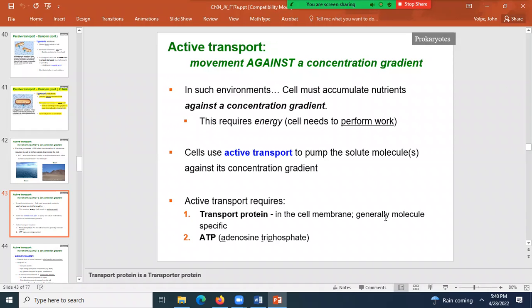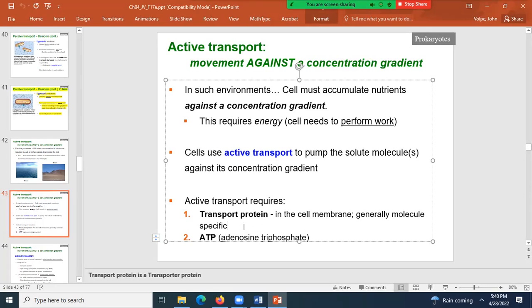So the cell concentrates, accumulates nutrients against a concentration gradient. This requires energy for the cell to perform work. It costs the cell energy to move a molecule against its concentration gradient. The cell also uses an active transport protein to pump the solute molecule against its concentration gradient. So you require a transport protein, which is in the cell membrane. And generally, these transport proteins are molecule specific, meaning it will only move one molecule into the cell.